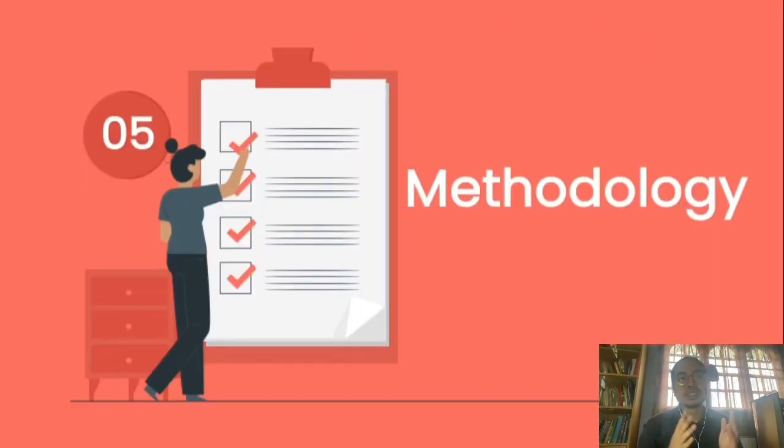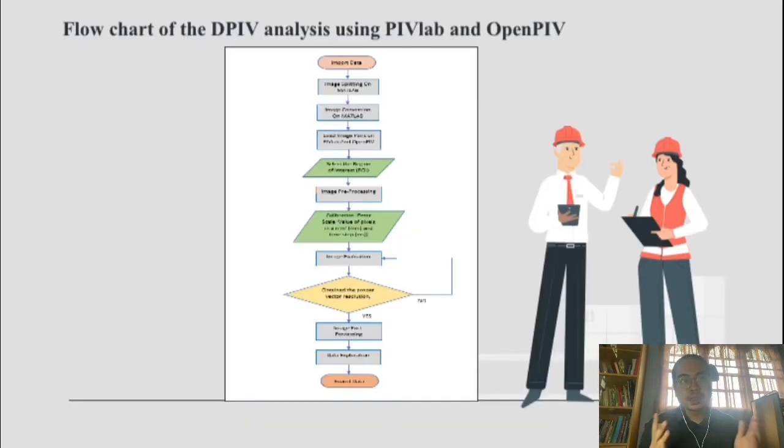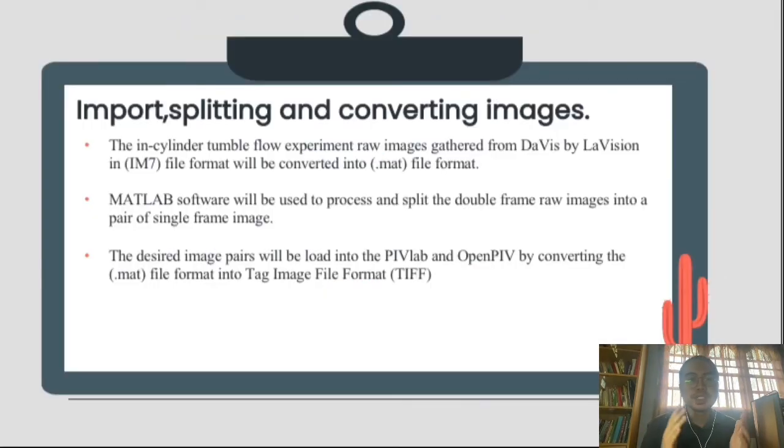Now I will proceed with the presentation with the project methodology. As you can see, this is the flowchart of the particle image velocimetry analysis. Initially, the in-cylinder tumble flow experiment and the synthetic image generation developed the raw images in double frame. The in-cylinder tumble flow experiment raw images gathered from the device in IM7 file format will be converted into .mat file format.